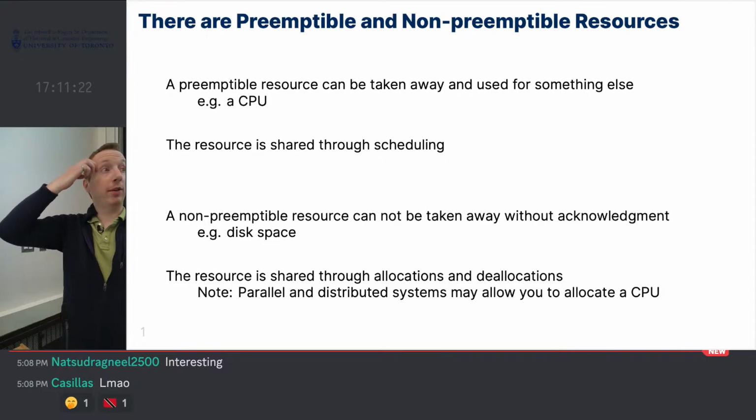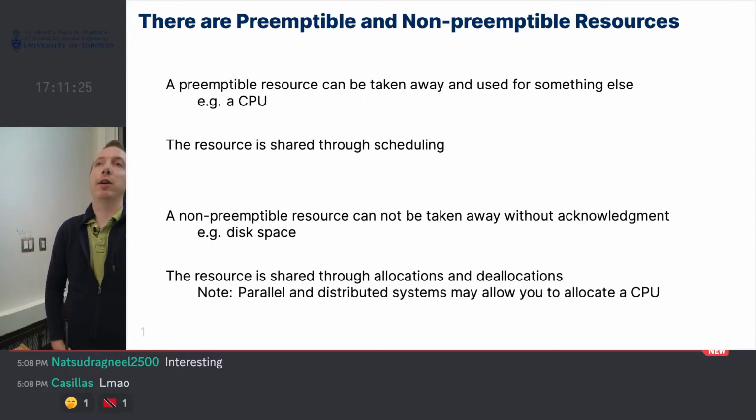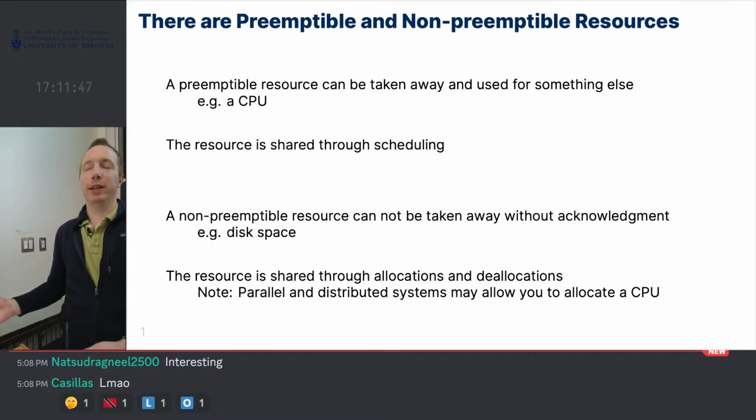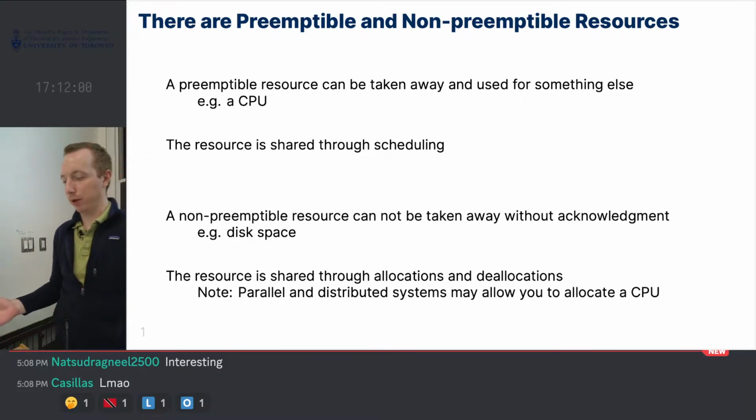A non-preemptible resource is something that cannot be taken away without some type of acknowledgement. For example, disk space. If I'm using a gigabyte for a file, I can't just say, hey, you can go ahead and take 100 megabytes of it and give it back to me when you're done, because that wouldn't make any sense. They'd use it, you'd lose your information, you wouldn't get it back. Another example is physical memory. You allocate and you deallocate memory. You use it, and when you're done with it, you return it.